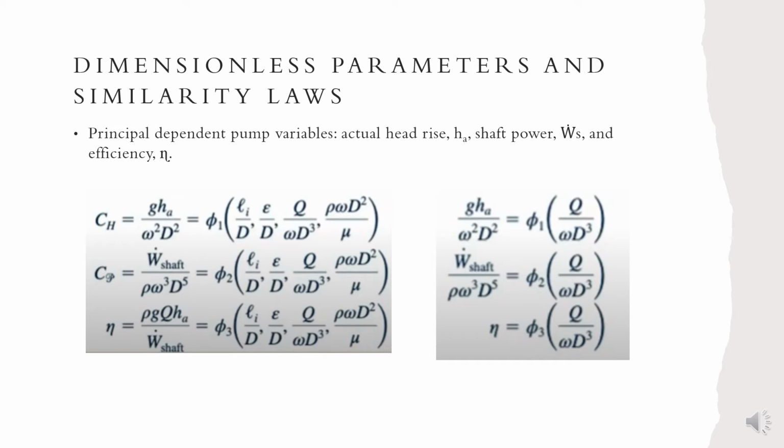The last term of each equation is a form of Reynolds number, which can be neglected when the flow has a high Reynolds number, and this is usually the case. The relative roughness can also be neglected in pumps, thus simplifying the previous equations to the ones on the right side on this slide.